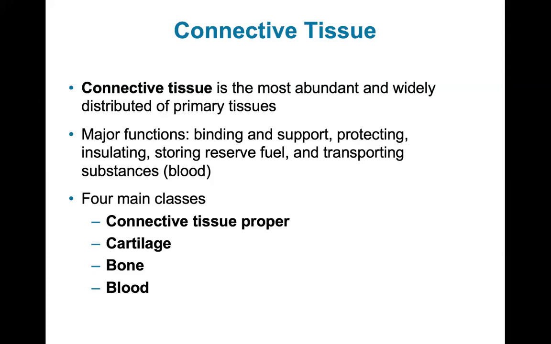Okay, so connective tissue. This is the most abundant and widely distributed of the primary tissues throughout the body. It is also the most diverse. Major functions of connective tissue include binding and support, protection, insulation, storing reserve fuel, and transporting substances, such as what we see with the blood. There are four main classes of connective tissue. There's what we call connective tissue proper, cartilage. You'll see that there's three types of cartilage, bone, and then blood. There's two types of bone.